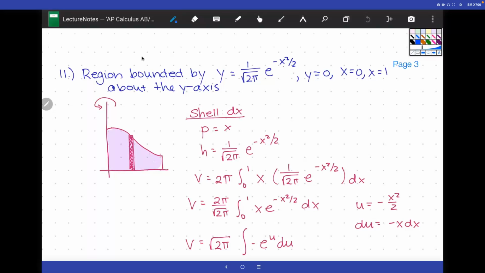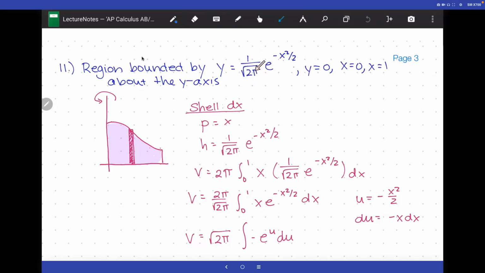Between x equals 0 and x equals 1, x is going to be a positive number. Well, it turns out it actually doesn't matter on this one. 1 over 2 pi is always positive, and e to any power is always positive. So y is always positive. And then y equals 0, x equals 0, x equals 1. I know it's this region. So you can get a good enough picture without a calculator. But any questions just on that part?